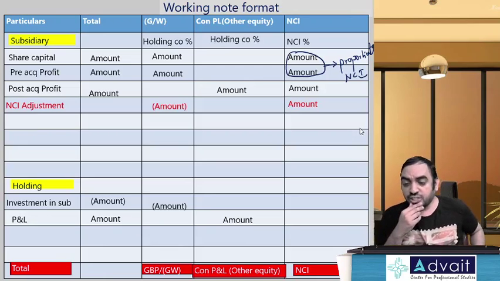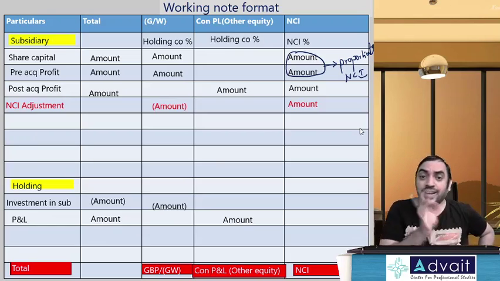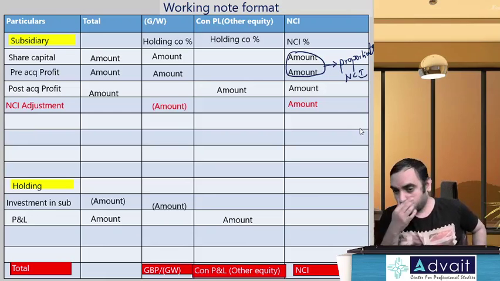Can you explain investment in subsidiary, positive or negative amounts? Investment in subsidiary is always a negative amount. The reason is, in this format, liability items like share capital and all, I am showing with positive signs. Investment is an asset item. So one liability item, one asset item, so the asset item I am showing as a negative number.